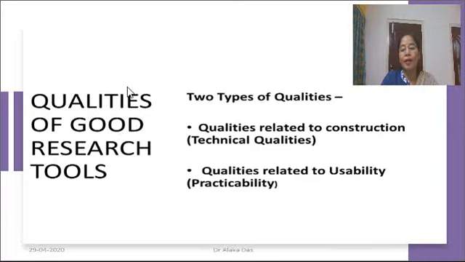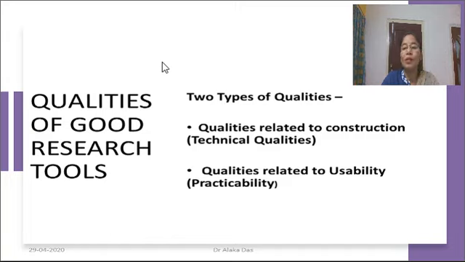Once again, I am here with you with another topic, qualities of good research tools. In the previous class, I discussed the meaning of research tools, different types of research tools, and the importance of research tools. Today, I am going to highlight some features of good research tools.